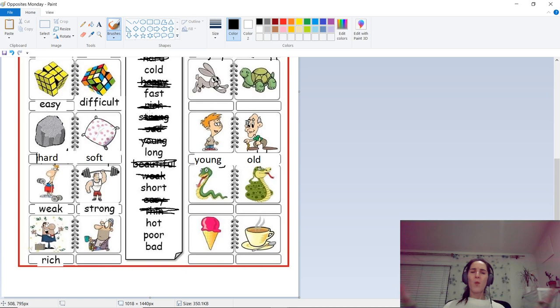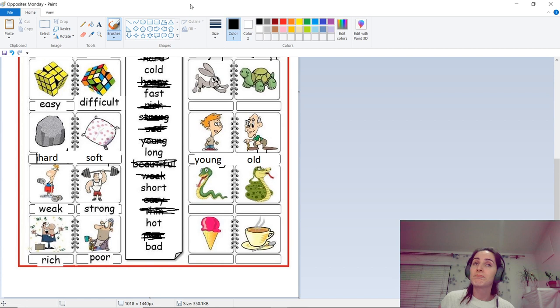Finished. What is the opposite of rich? When you have no money and you cannot buy anything. Did you say poor? Yes, that is correct. Poor, poor, poor. So, let's copy poor and put it under the picture. All right.